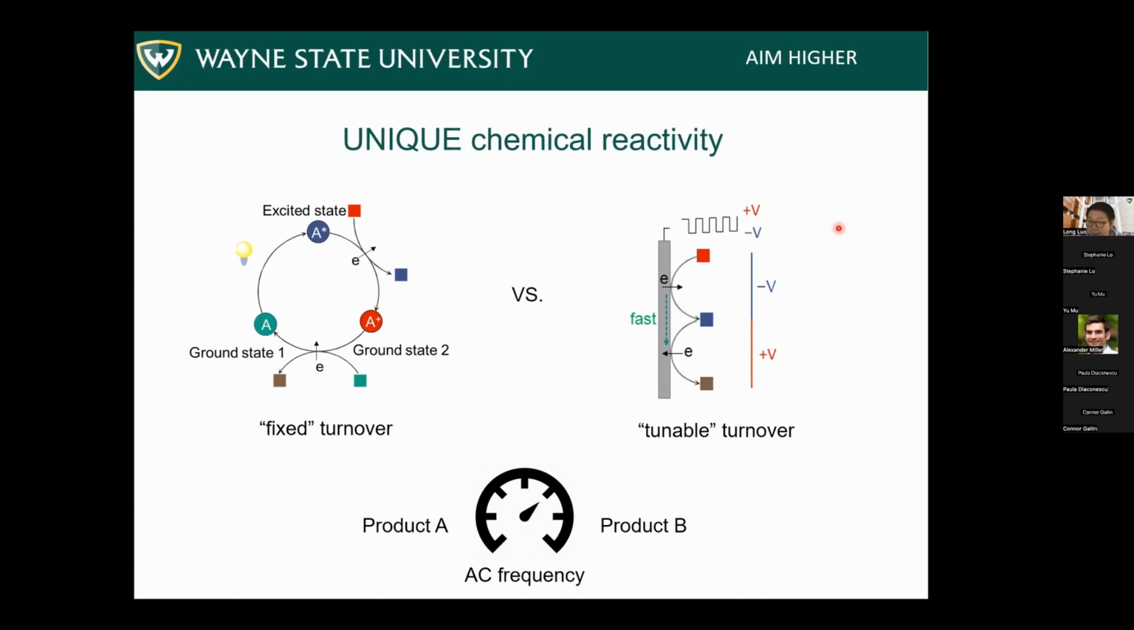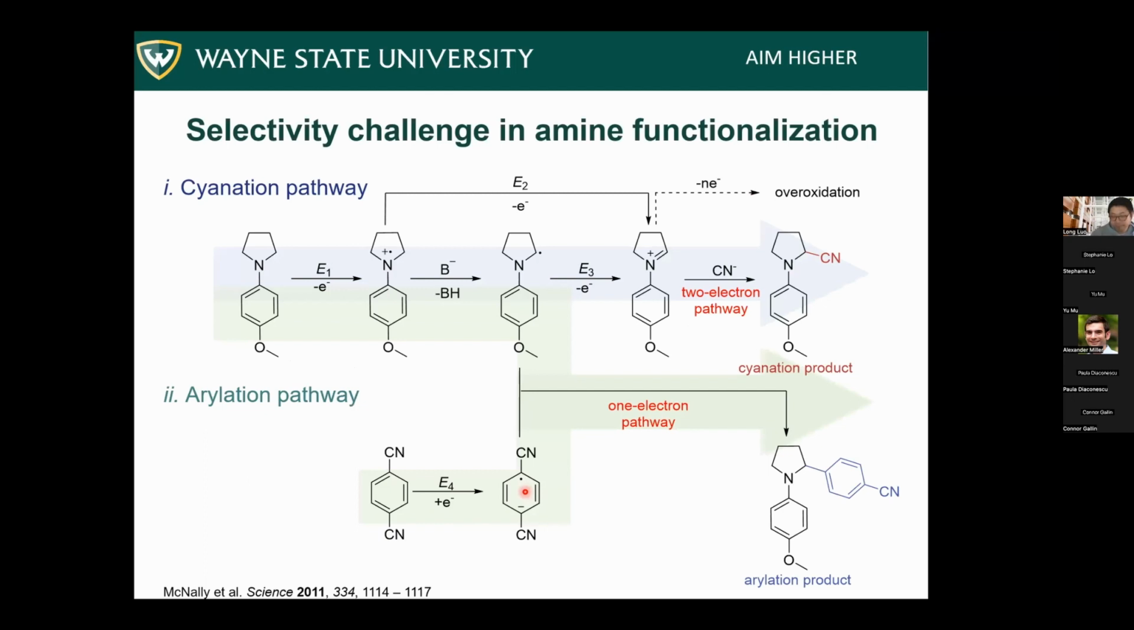So that gives us a lot of control over tuning the reaction kinetics. If we can control reaction kinetics, that means we can control reaction selectivity. So we imagine that we have a reaction that can lead to product A and B, and we can probably just tune the AC frequency knob. We can switch it from product A to product B. That'd be pretty cool. So we did it.